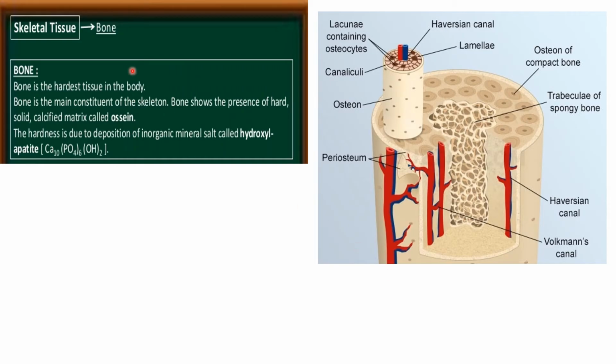So now let's study bone. It is the hardest tissue in the body. It is a main constituent of the skeleton. Bones show the presence of a hard calcified matrix, which is known as ossein. The hardness is due to the deposition of inorganic mineral salt called hydroxyapatite.